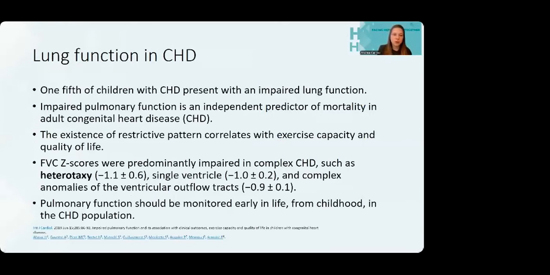So this is a study from 2019 that looked specifically at lung function in patients with congenital heart disease. They found that about 1/5 of children with congenital heart disease will have some impaired lung function, and that those with impaired lung function had some predictor of mortality associated with that. And then that specifically a restrictive pattern correlates with problems with exercise capacity as well as quality of life. They looked over different types of congenital heart disease, and logically, patients with a more complex congenital heart disease, such as heterotaxy, had significantly lower lung function as compared to other groups.